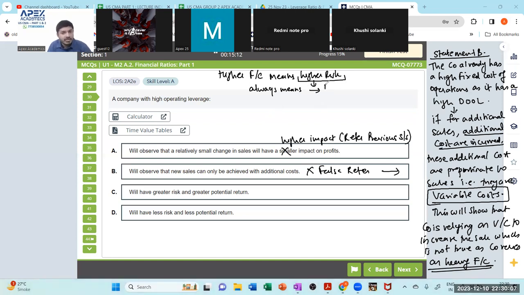Higher risk always means higher returns, or you are begging.